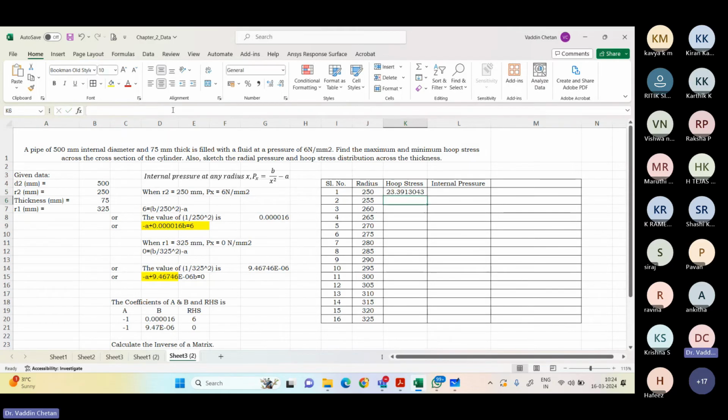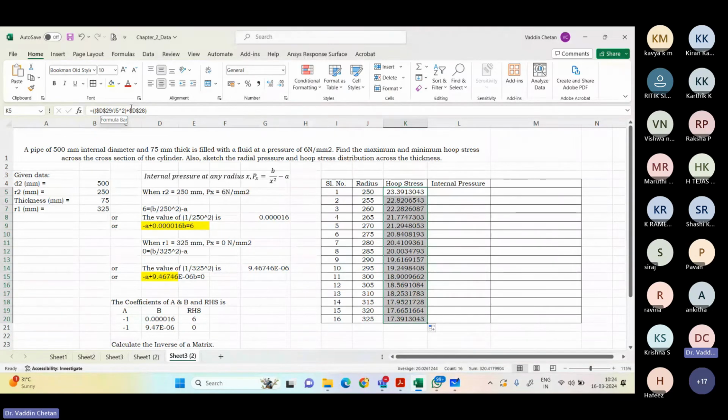I got some value, right? I got that hoop stress. Now double click on that. You can see that here I have made the values of B and A as constants. Only one variable parameter I have given, which is my radius. You can see that is J5, J6, J7, J8, J9, 10, 11, 12, 13, 14, 15, something like that. It will go on. So I got my hoop stress.